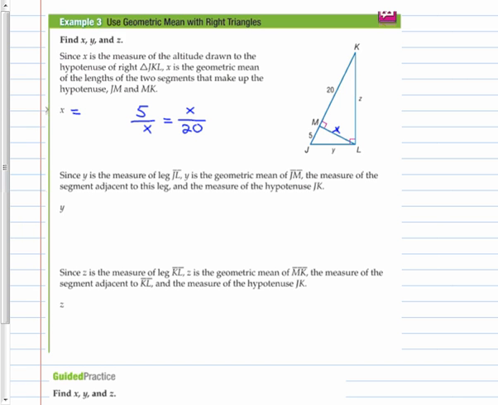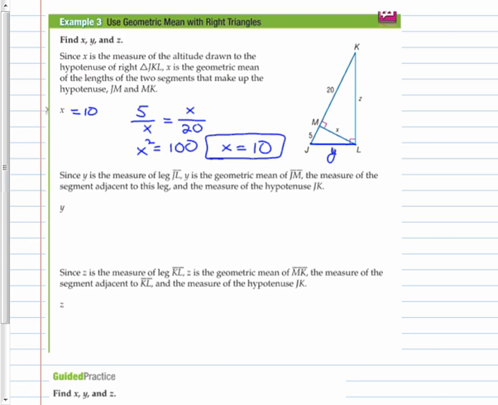And if I cross multiply this, X times X is my X squared. 5 times 20 is 100. And then if I took the square root of that 100, what do you get for X? 10. X must be 10. And that came from the first theorem. We just have two theorems. Since Y is the measure of a leg, here is Y right over here.